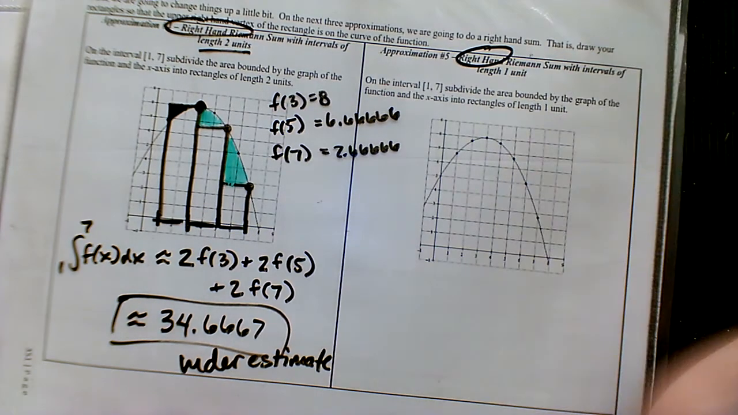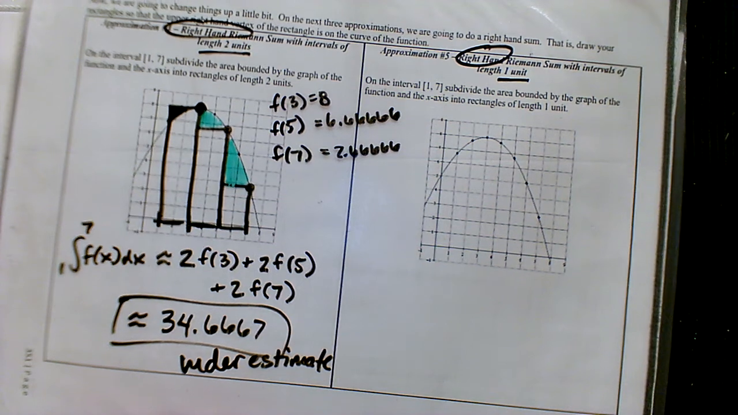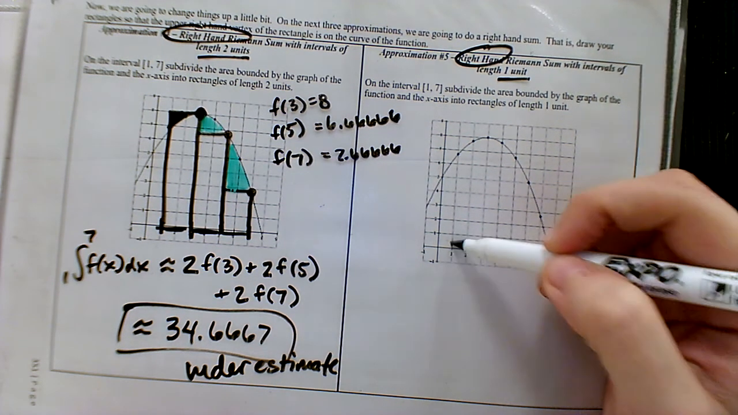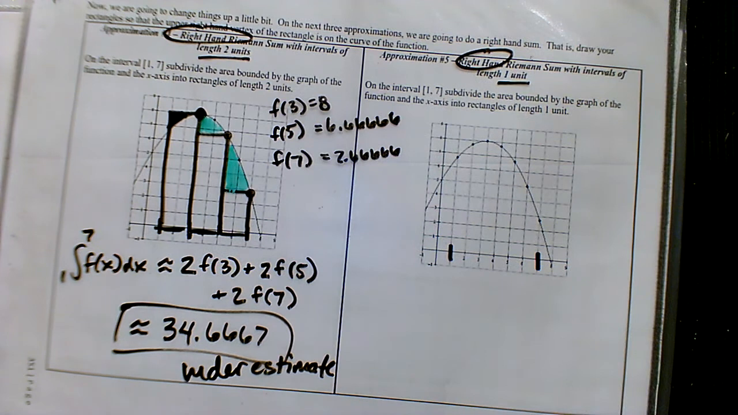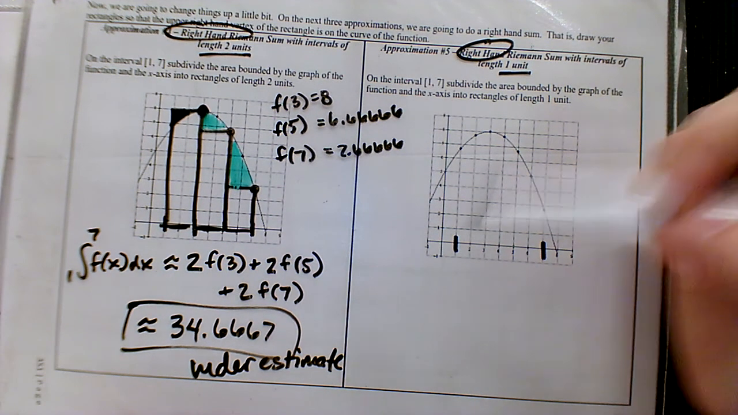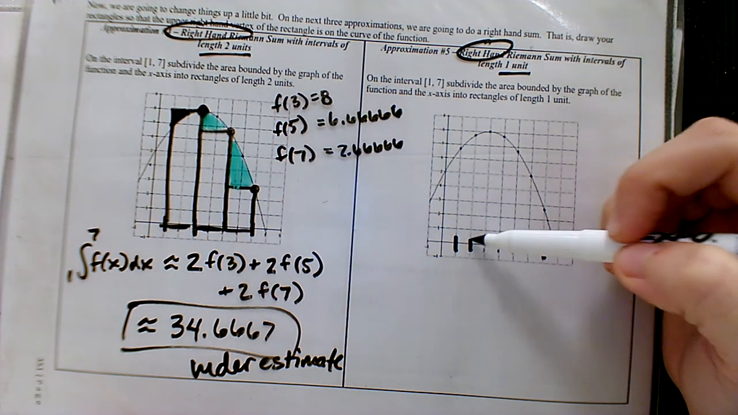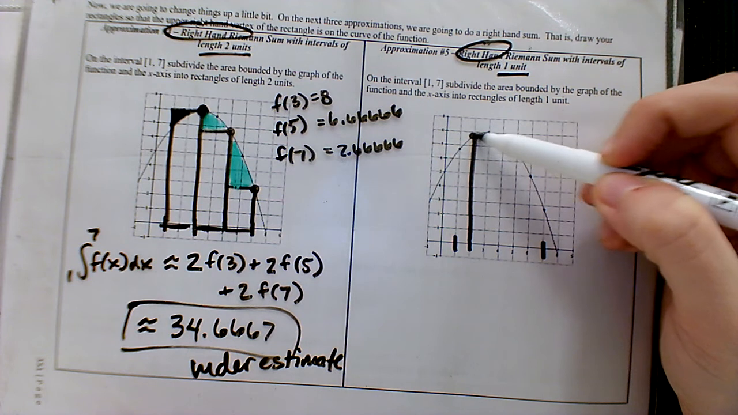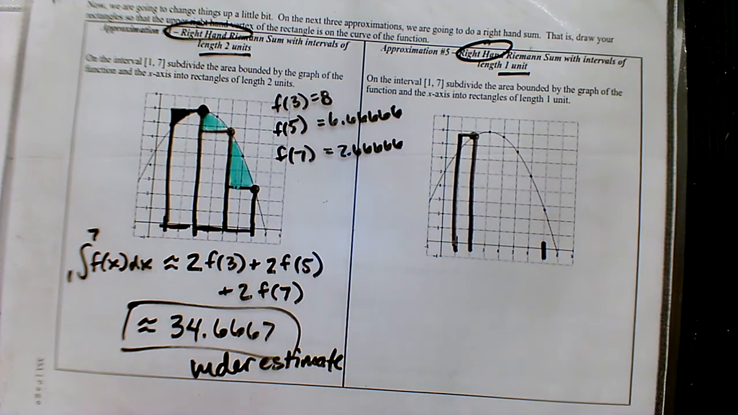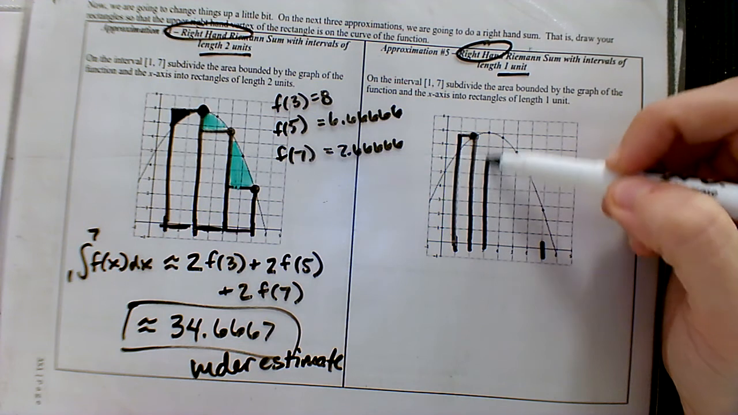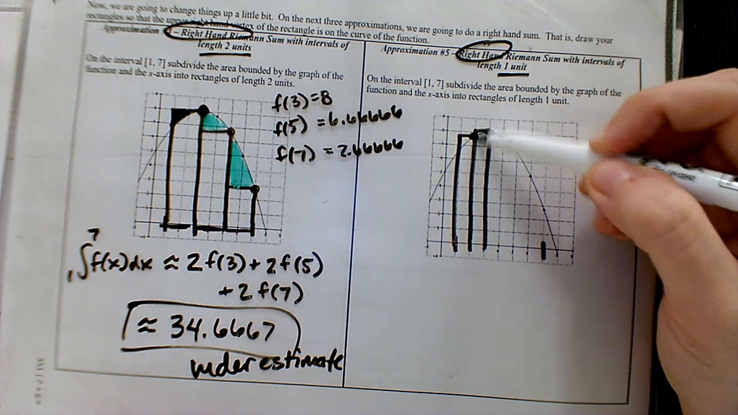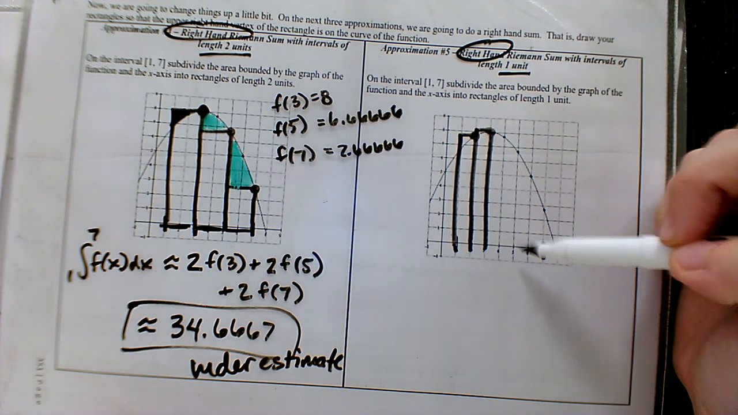All right, let's check out another one. This time we'll do a right-hand Riemann sum with 1 unit width. Still the same graph, still the same interval from 1 to 7. So we'll go from 1 to 2, trace up the right side, make your dot, left down. The next one would be trace up 3, make your dot, left down.